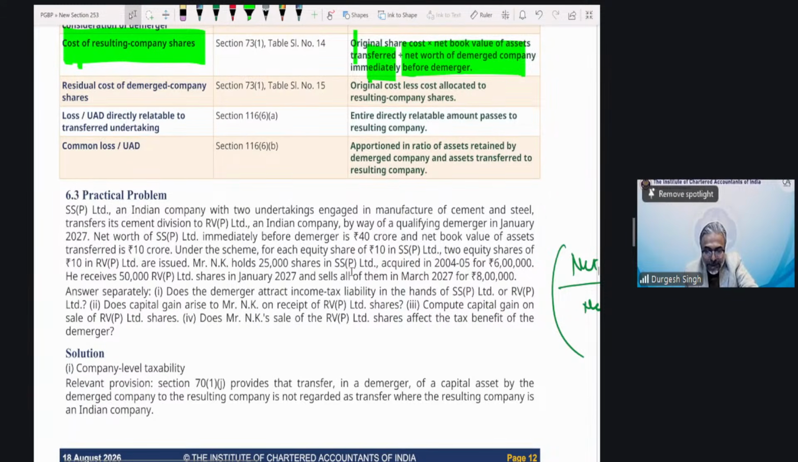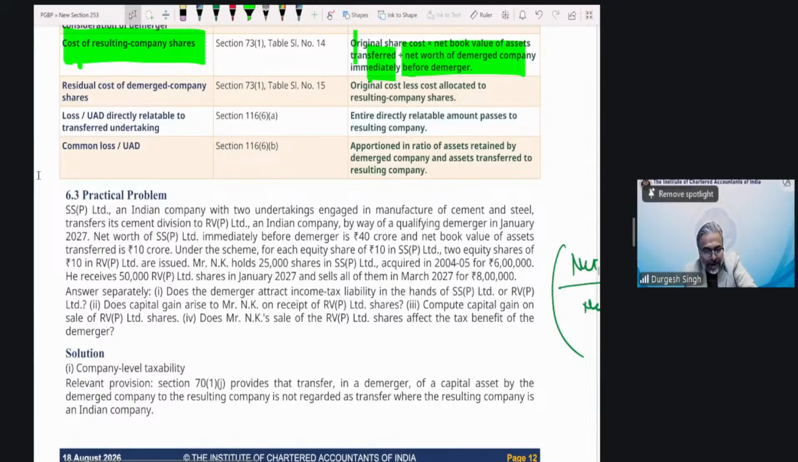This is the kind of equation of demerger for the shareholders. Now Mr. NK, students, holds 25,000 shares in SS Private Limited, acquired in 2004-2005 for rupees 6 lakhs.